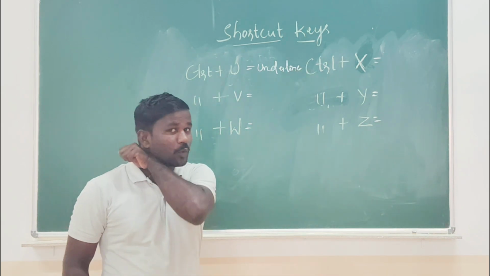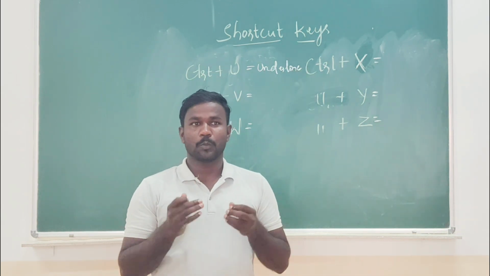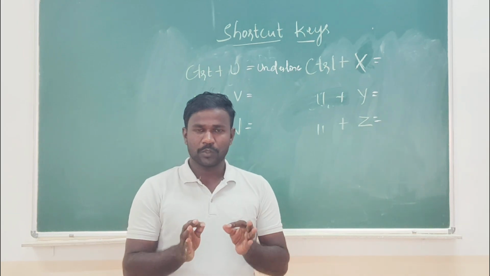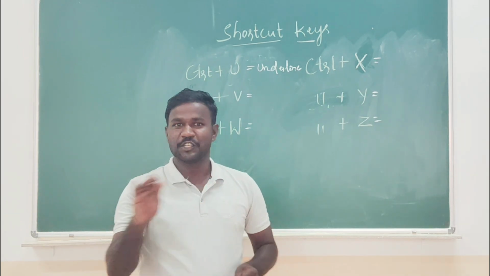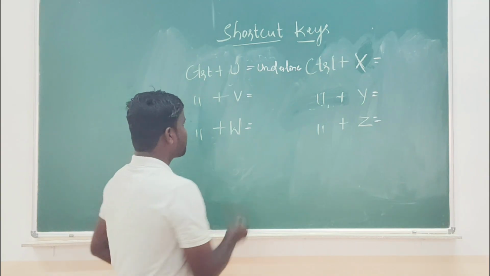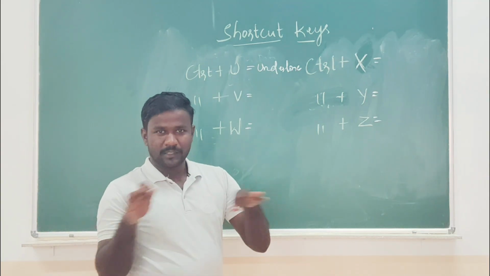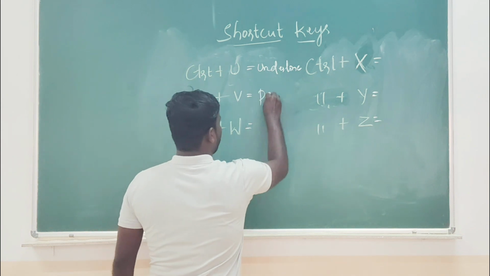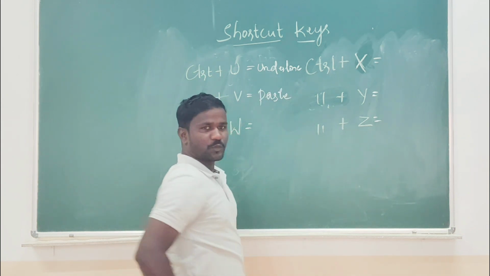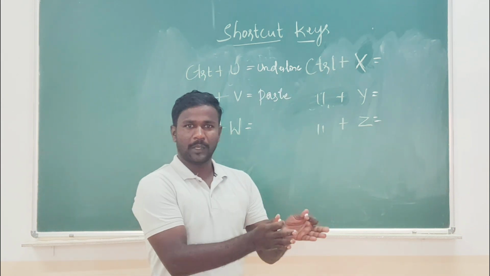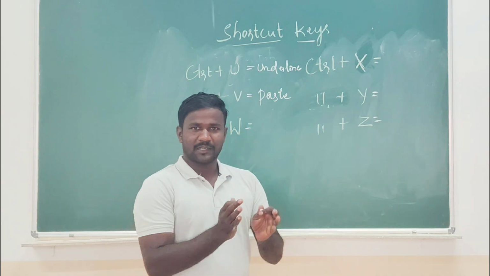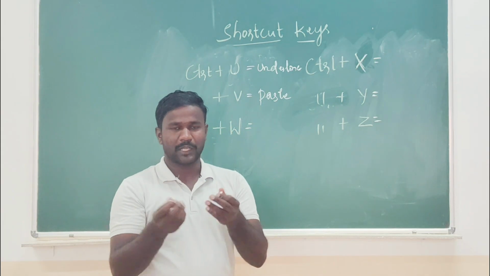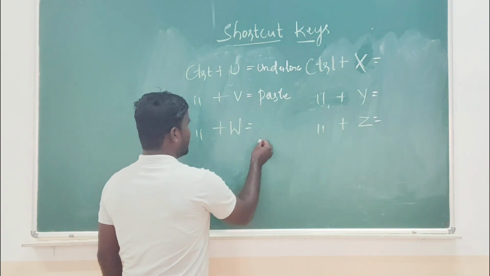The next one is underline. Underline means whichever word you want to mark as important, we use the shortcut key Control U, which underlines each selected word. Underlining means a line will come below the word. Then V means paste. When we copy, we have to paste. V pastes the data where you want to paste it, and we use the shortcut key Control V.